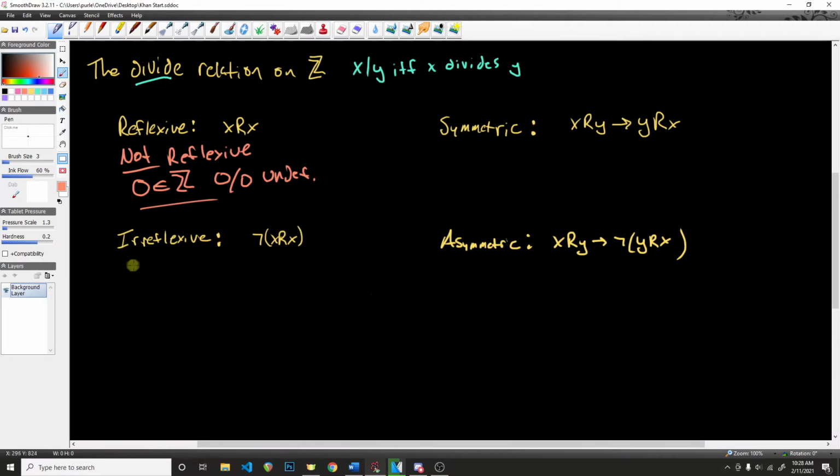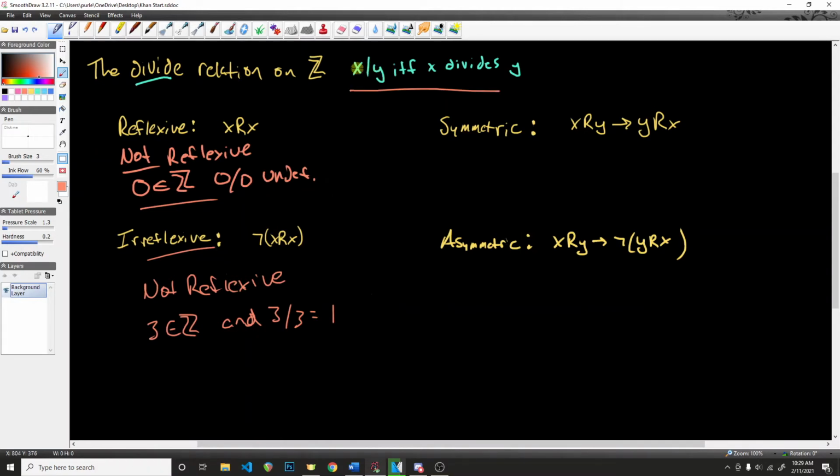So we can't say that it's irreflexive, and all we need to do to prove that it's not true is find some examples. So 3 is a random number I'm picking. 3 divided by 3 is equal to 1. So again, we can say that this is not irreflexive because 3 is an element of Z and 3 divided by 3 is equal to 1, which means that it does in fact satisfy the condition that x is divisible by y. But all we really need is one example of x being divisible by itself to prove that the claim that this is always not true is false.